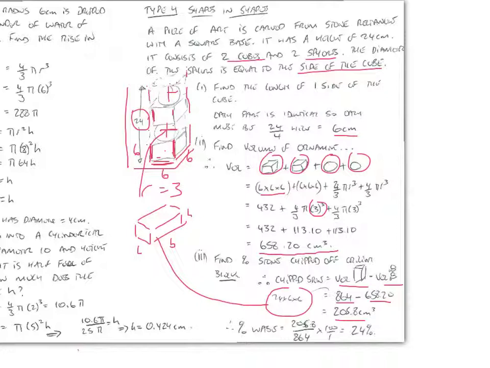So the percentage waste is that amount divided by the original volume of the rectangle times 100. So 24% of the stone hit the floor and 76% remains as ornament.